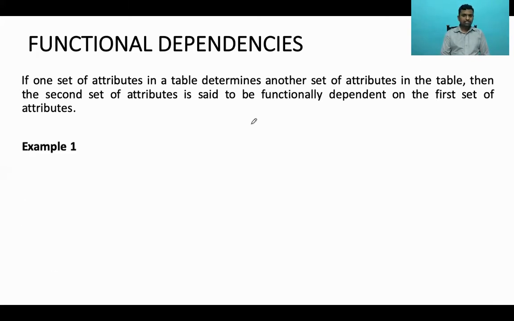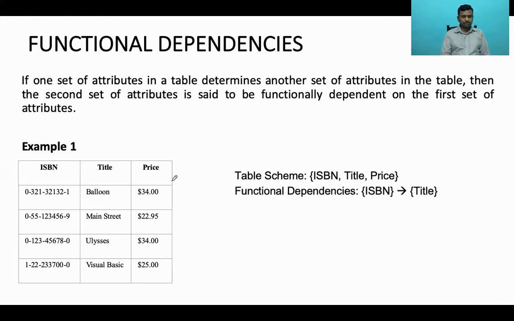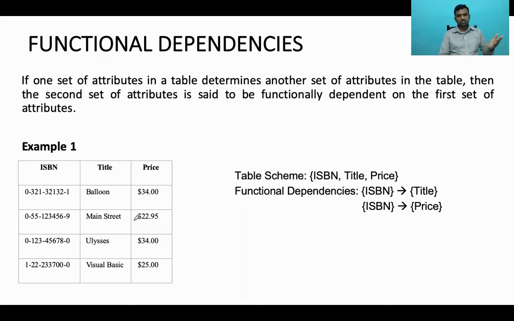Now, let me give an example. Here in this example, I'm taking the same example. I have ISBN number, title and the price. Now here I say that I have three columns, ISBN, title and price. Now here, what are the functional dependencies? Title is dependent on ISBN number and price is also dependent on ISBN number. This kind of relationship is called functional dependency. So let me give you one more example. Here, as I said already, title is dependent on ISBN and price is also dependent on ISBN, right? So I can say title is functionally dependent on ISBN and price is functionally dependent on ISBN.